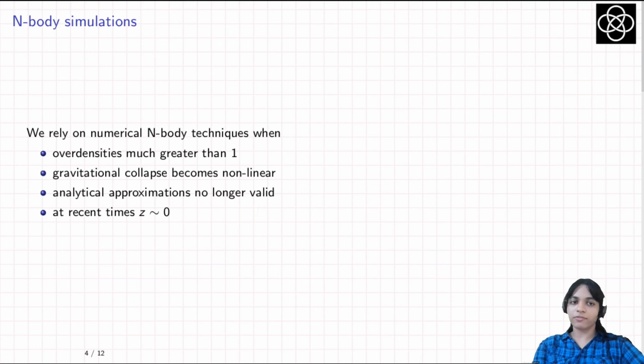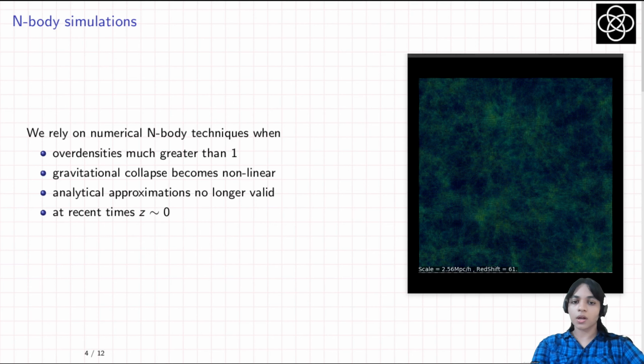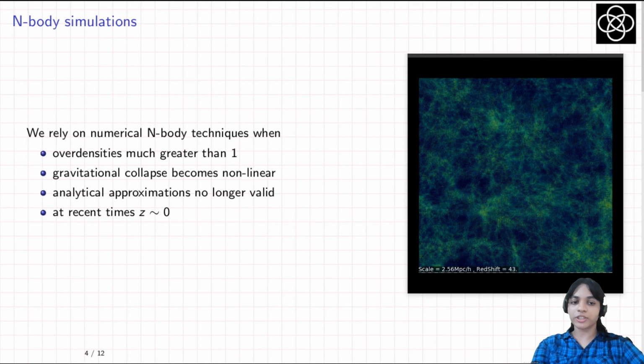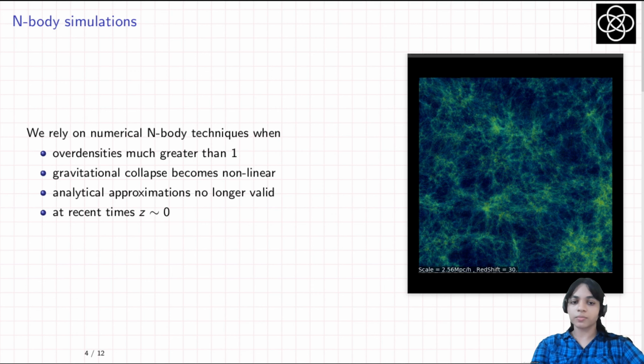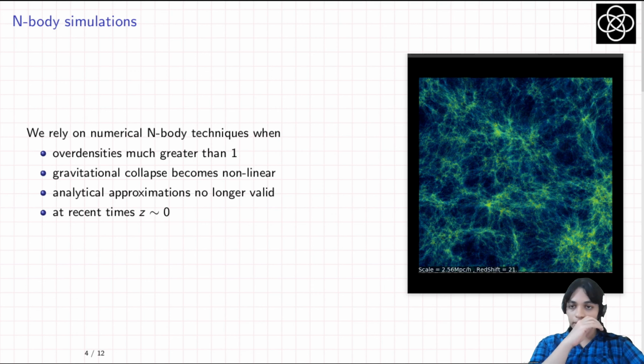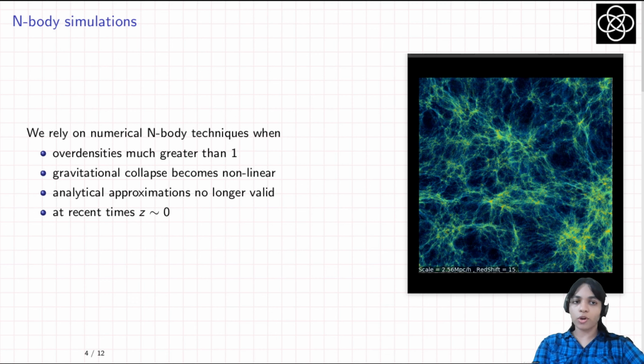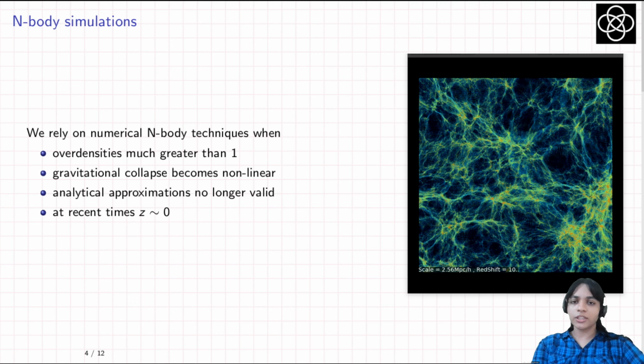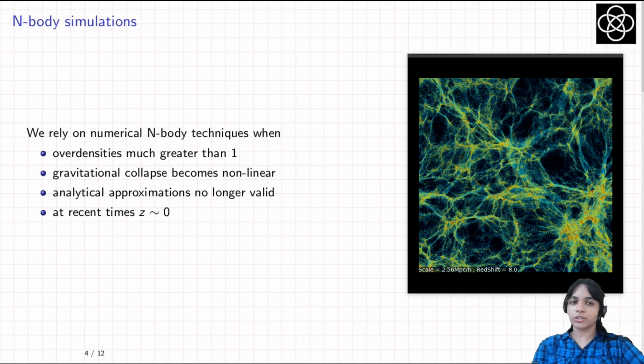The universe at very early times is mostly homogeneous and isotropic, with small fluctuations, and a linearized system of differential equations is enough to accurately describe the gravitational collapse. But as the fluctuations grow and the system becomes more non-linear, the analytical approximations are no longer valid, and we need to increasingly rely on numerical techniques to solve the system of equations, especially for recent times or redshift close to zero.